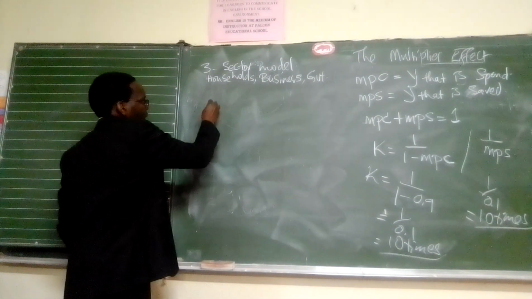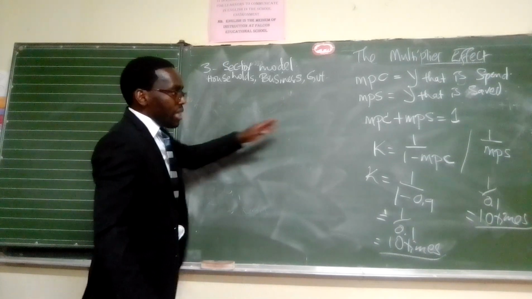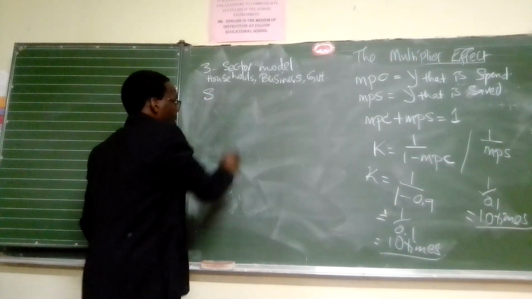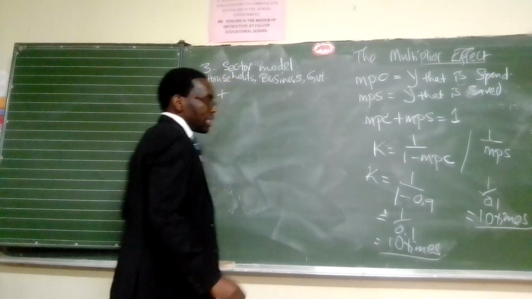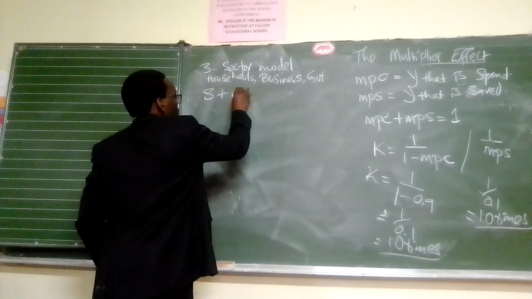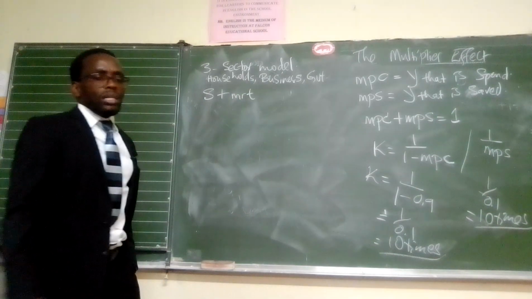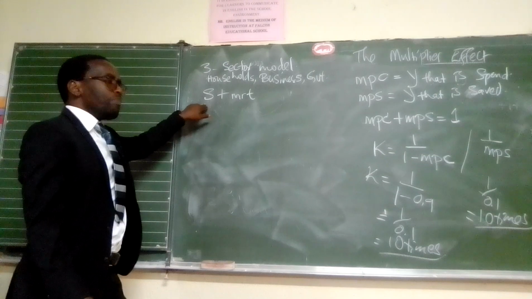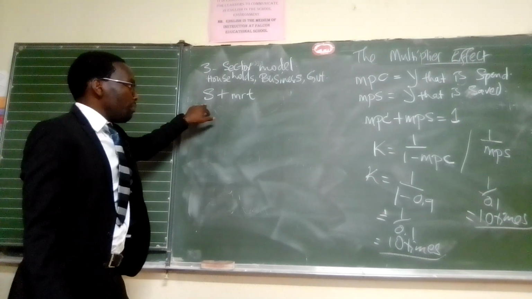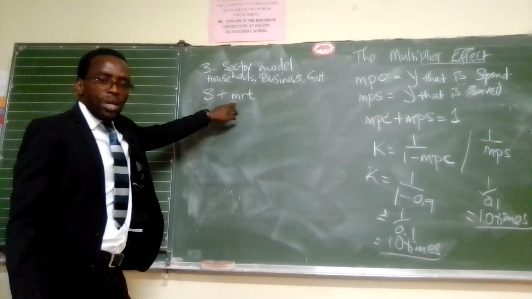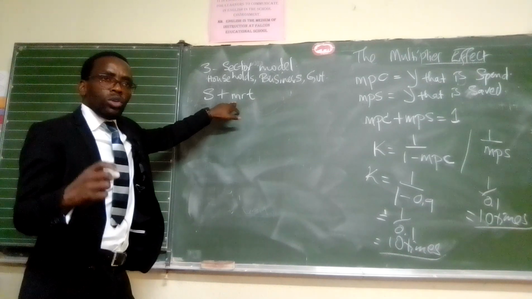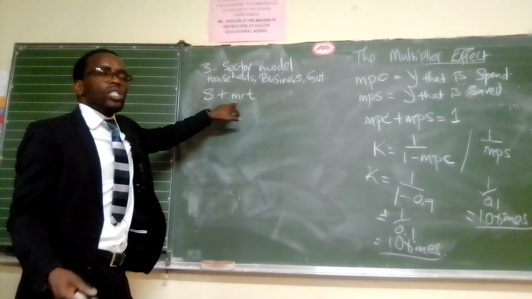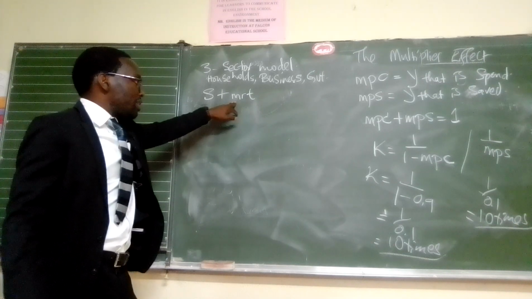In this case, our households are going to save. Their leakage is savings. Our businesses are not part of that. And then the next one, government, is going to use what is called the marginal rate of taxation. Let me explain this. The marginal rate of taxation is the portion of income that is going to be deducted by government as taxes. That amount of money taken by government through taxes is not available for spending, because it is the tax that has been deducted.